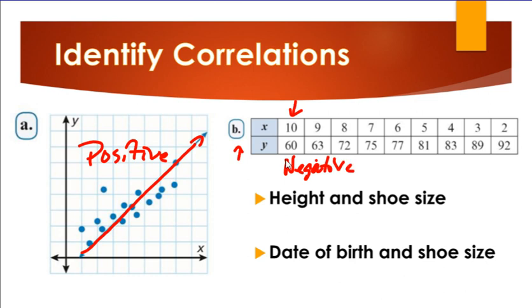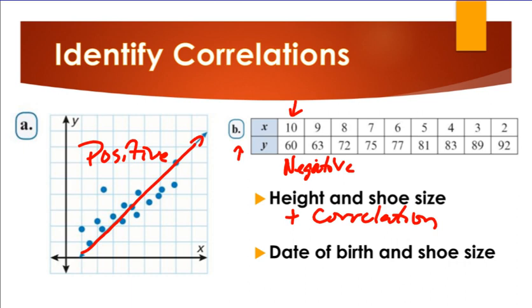correlation. The height and your shoe size. So does that mean the taller you are, the bigger the shoe size you wear? Or the shorter you are, the smaller the shoe size you wear? Typically, that is the trend. Usually the taller you are, the bigger the shoe size. So we would say this is a positive correlation.